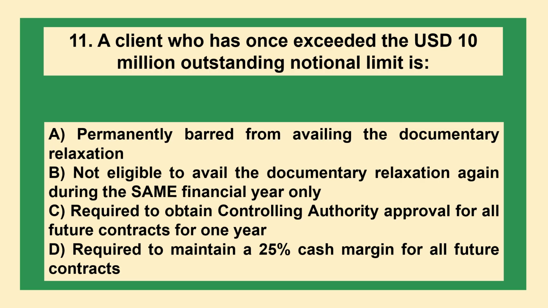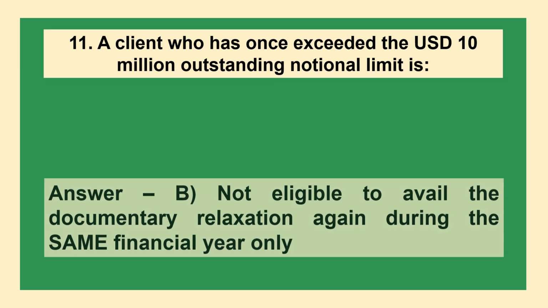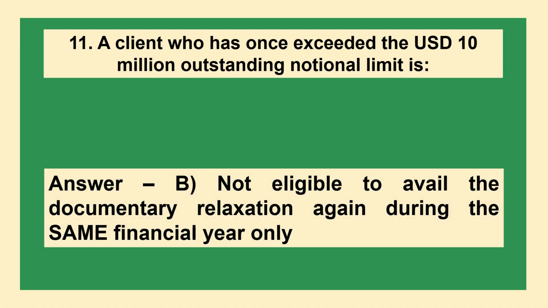A client who has once exceeded the USD 10 million outstanding notional limit is: option A, permanently barred from availing the documentary relaxation. B, not eligible to avail the documentary relaxation again during the same financial year only. C, required to obtain controlling authority approval for all future contracts for 1 year. D, required to maintain a 25% cash margin for all future contracts. The answer is option B, not eligible to avail the documentary relaxation again during the same financial year only.